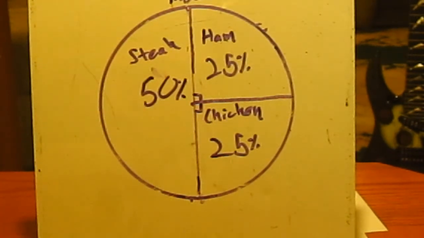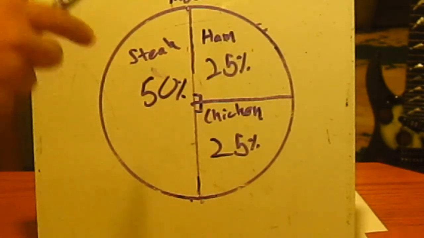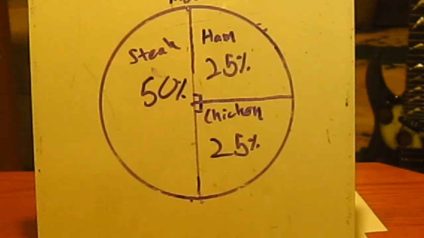So there is our graph, and every circle graph has to have a title. So our title is preferred meats.